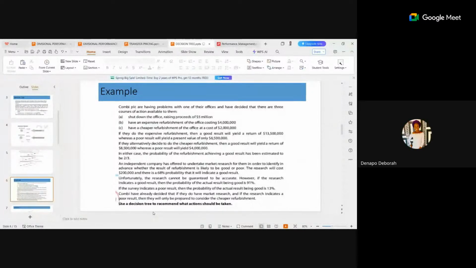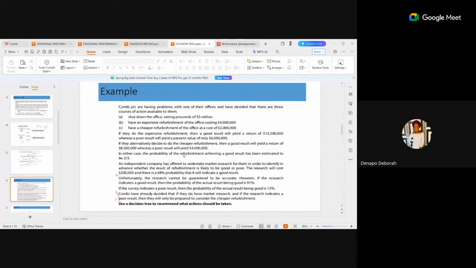are having problem with one of their offices and have decided that there are three courses of action available to them. A. Shut down the office, raising proceeds of $5 million. B. Having an expensive refurbishment of the office costing $4 million. C. Having a cheaper refurbishment of the office at a cost of $2 million.